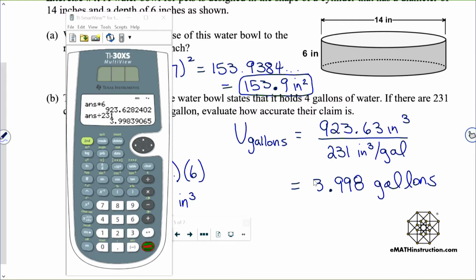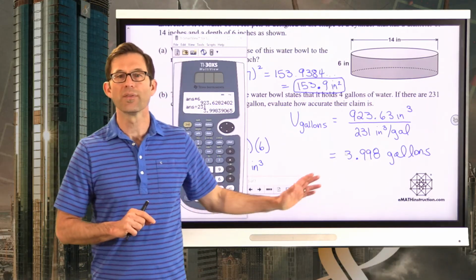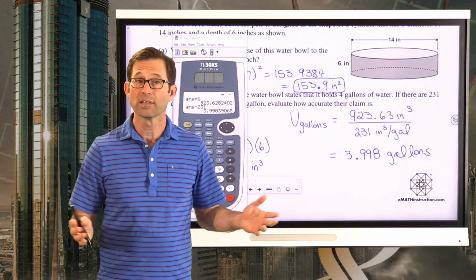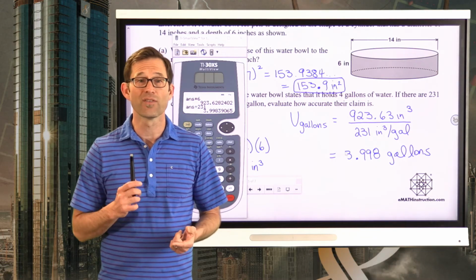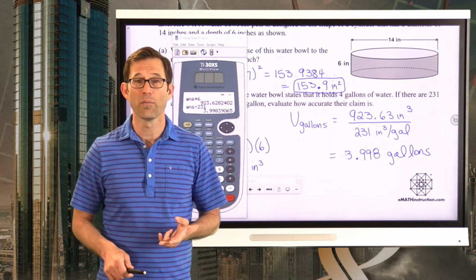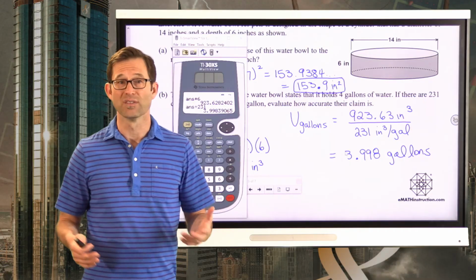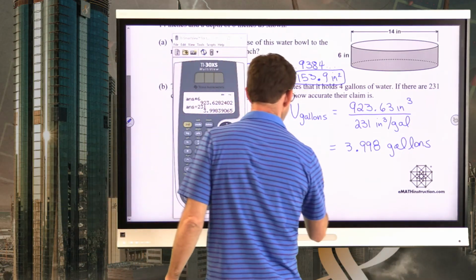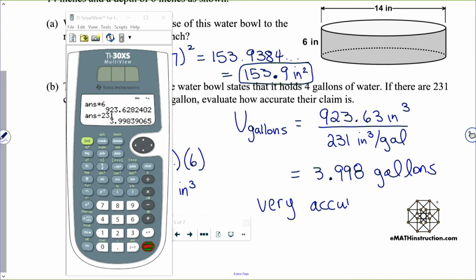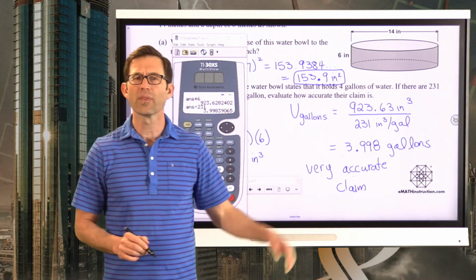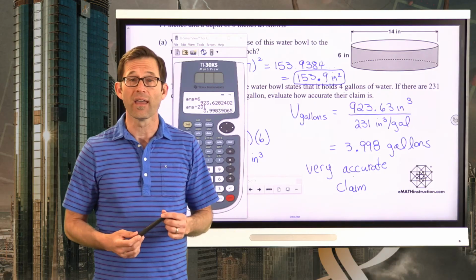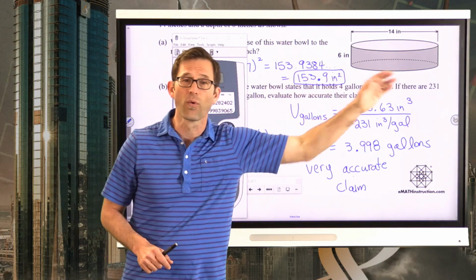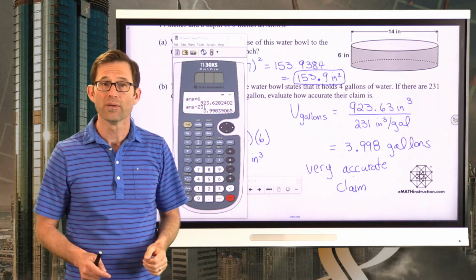Now remember, their claim was that it holds 4 gallons. So hopefully when you look at this number, 3.998, you'd say, that's a very accurate claim, right? I mean, for all intents and purposes, that is 4 gallons, right? If I rounded it to the nearest tenth, it would be 4. If I rounded it to the nearest hundredth, it would be 4. Only if I didn't round it to the nearest thousandth would it not be 4 gallons. So I'm going to claim it's a very accurate claim. Is it exactly right? Well, no, but then again, the 6 inches and the 14 inches aren't exactly right in all likelihood. I mean, they're what we're given, but at the end of the day, the idea that this is exactly 6 inches and exactly 14 inches probably wouldn't be true in the real world, if you just think about it.